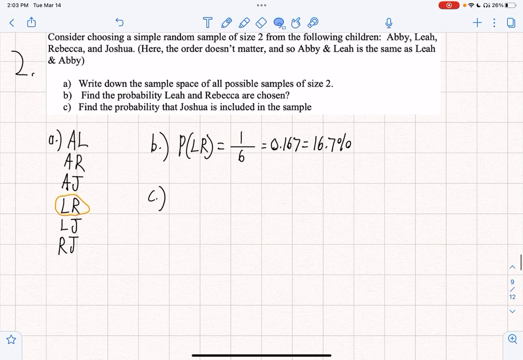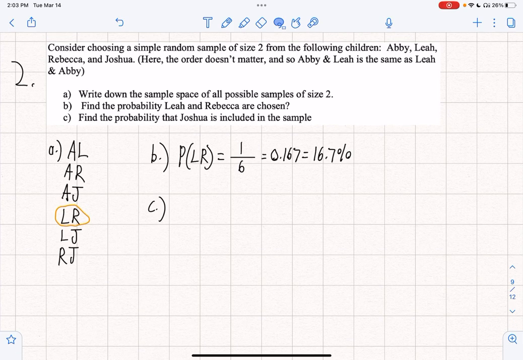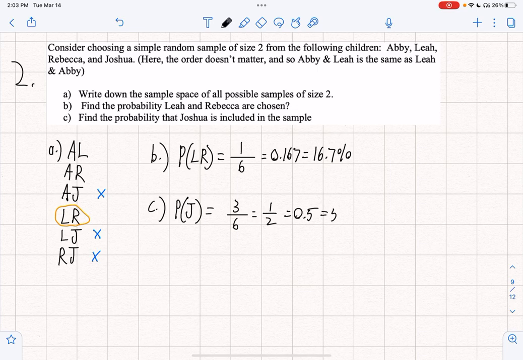Part C, find the probability that Joshua is included. Okay, well, we can match Josh with Abby. Josh could be paired with Leah, or Josh could be paired with Rebecca. So the probability that we get Josh, we still have 6 total outcomes. How many of those 6 is Josh included in? And that would be 3. So 3 out of 6 would be the same as 1/2, 0.5, or 50%.